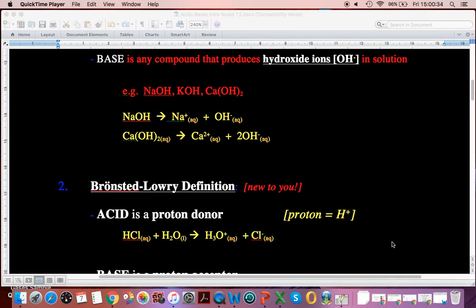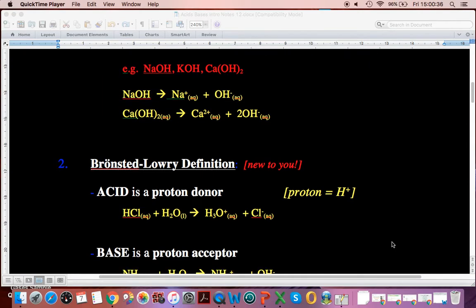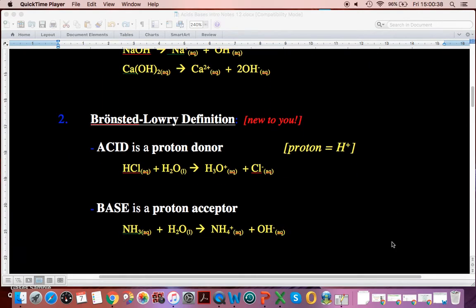But there's a more modern and in many ways more useful definition of acids and bases. So instead of thinking of them as just generating H+ or OH- in solution, the Bronsted-Lowry definition says an acid is a proton donor and a base is a proton acceptor. And so what we're going to have in a reaction is a proton transferred from an acid to a base. Proton just stands for H+.